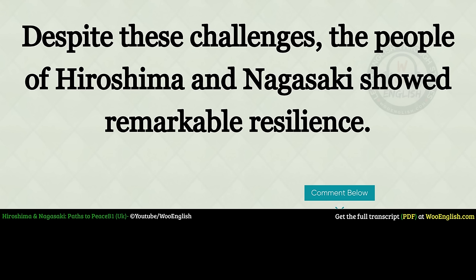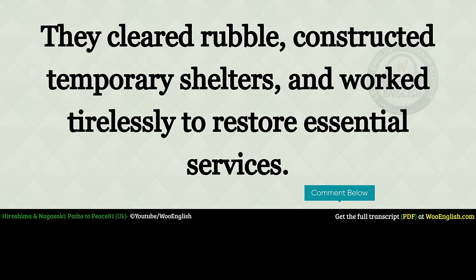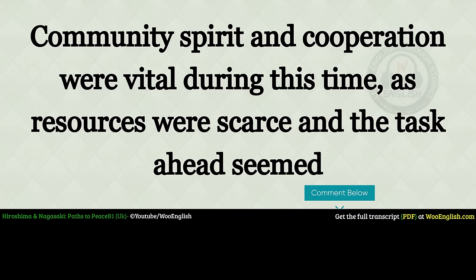Despite these challenges, the people of Hiroshima and Nagasaki showed remarkable resilience. The process of rebuilding the cities began slowly, with survivors taking the lead. They cleared rubble, constructed temporary shelters, and worked tirelessly to restore essential services. Community spirit and cooperation were vital during this time, as resources were scarce and the task ahead seemed insurmountable.